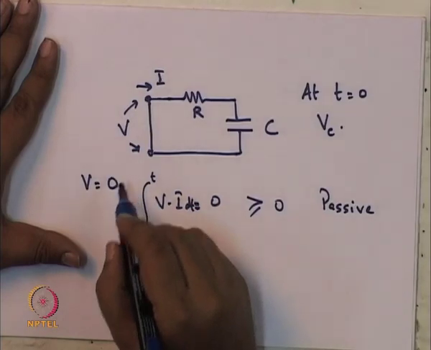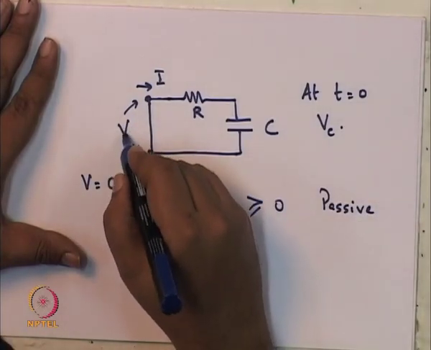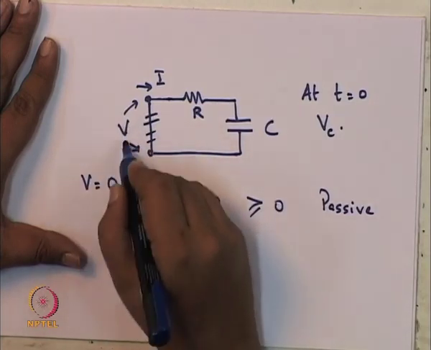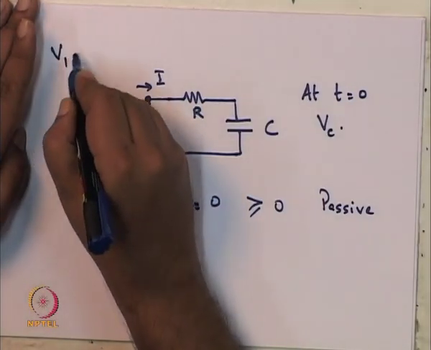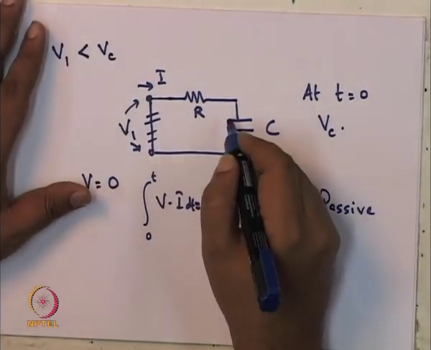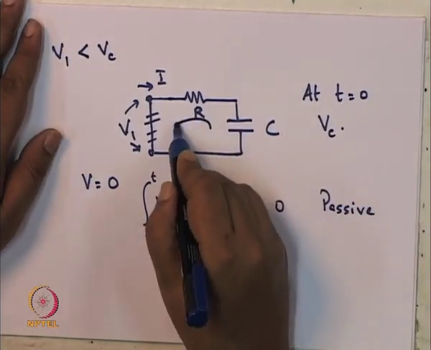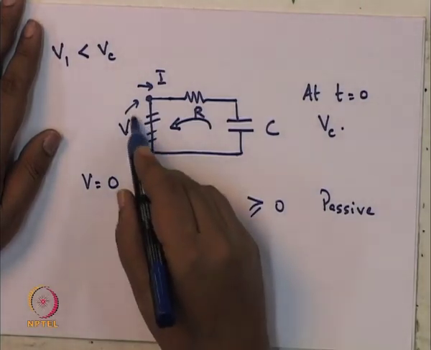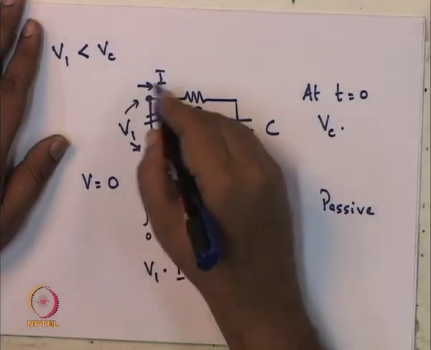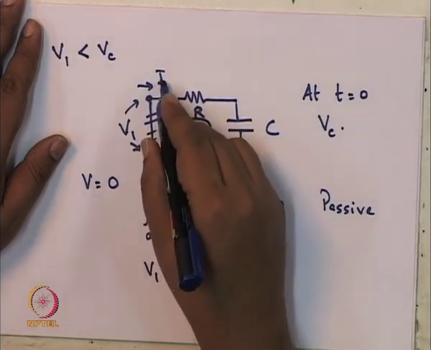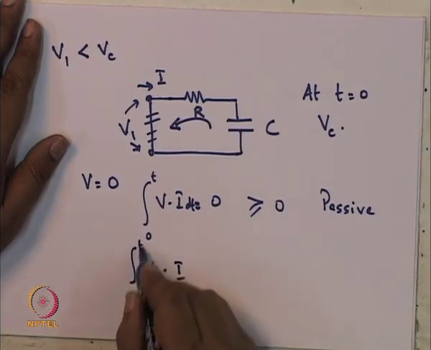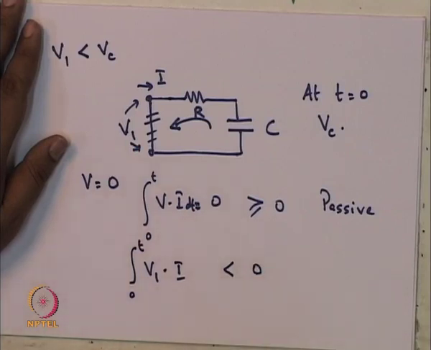But now, suppose we apply a voltage. Instead of a short, let us assume that we apply a voltage V1, where V1 is less than Vc. Now, if V1 is less than Vc, then from the capacitor, the current would flow this way. So now if you look at the supply, it is going to be V1 multiplied by I, but I, the actual current which is flowing, is in the opposite direction to the convention that you use for I. And so this quantity here is negative. And so when you take this integral, you are going to end up with something less than 0.